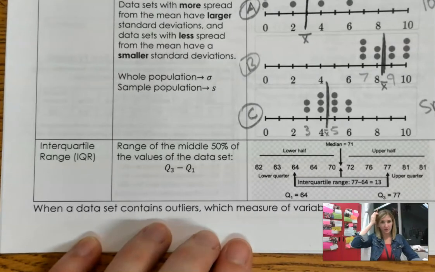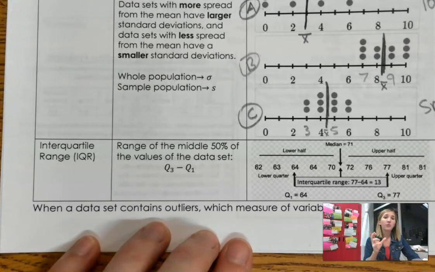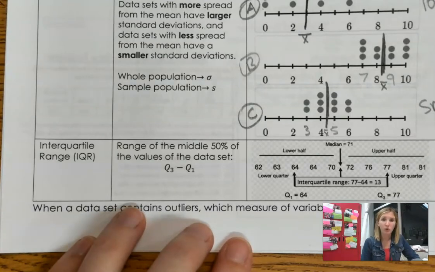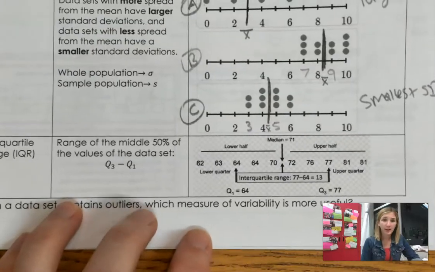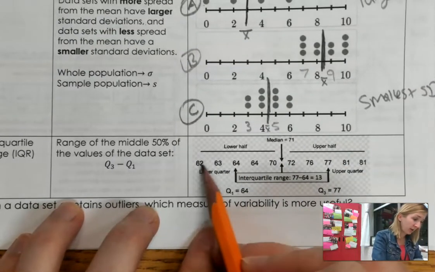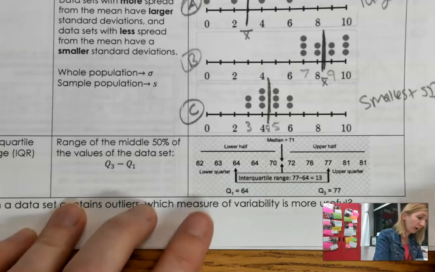Interquartile range. All right, the middle 50% of the data set. So the interquartile range is going to be your Q3 minus your Q1. So looking at this, I've got a data set right here, and the numbers are ordered from 62 to 81.